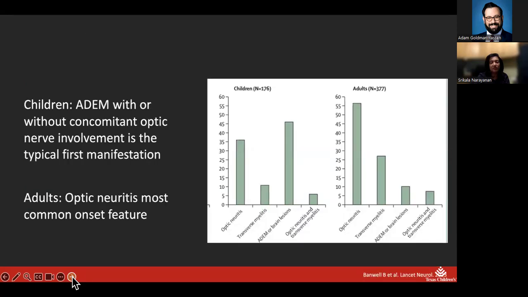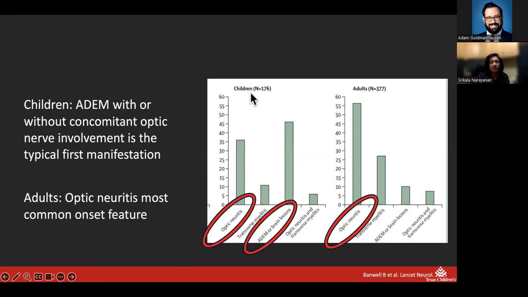Interestingly, in children, the first manifestation is typically ADEM, most commonly with or without optic neuritis, while in the adult population, optic neuritis is the most common onset feature. So here's a graph that shows the kids. It's almost a 176 cohort. It's a pretty big cohort. And you can see that ADEM lesions are close to 50%, optic neuritis almost between 35 to 40%, while in the adult population, predominantly, it's optic neuritis.